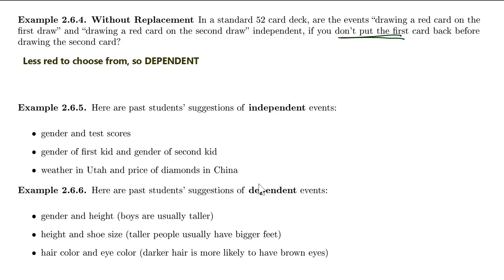Now some suggestions of dependent events. Gender and height. Boys are usually taller, so being a boy affects your height, so that would be dependent. Height and shoe size. Taller people usually have bigger feet. Hair and eye color. Darker hair is more likely to have brown eyes, etc. So again, independent means they don't affect each other. Dependent means they do affect each other.